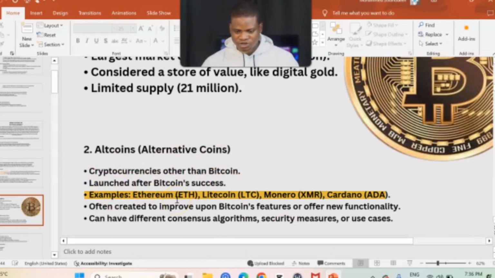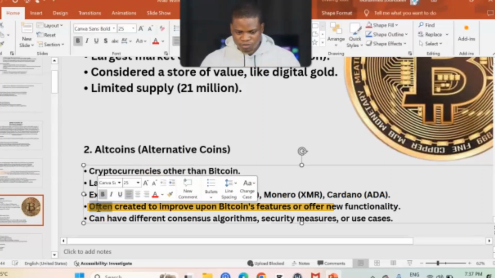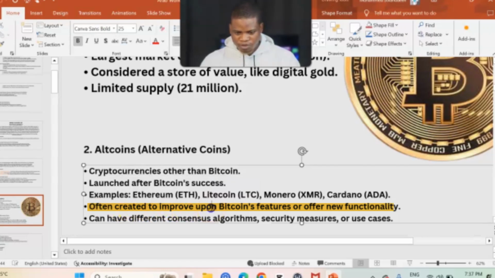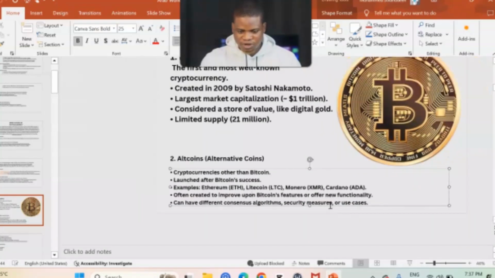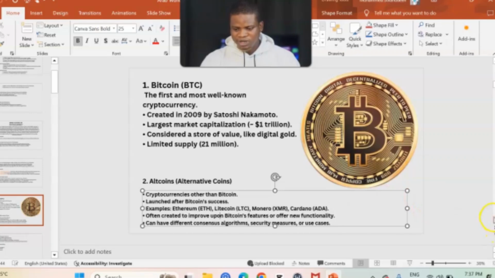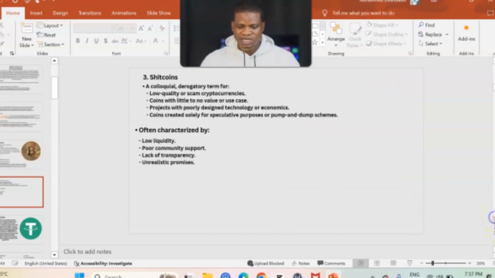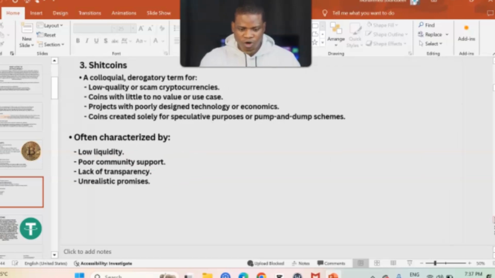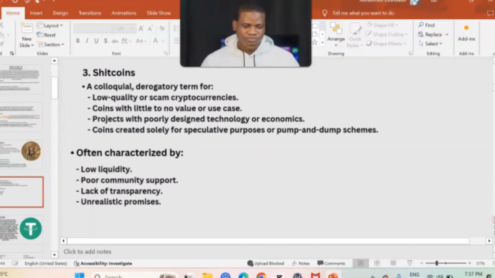Examples are Ethereum, Litecoin, Monero, Cardano, Shiba, Dogecoin, XRP. All of them are called altcoins. They are often created to improve upon Bitcoin's features or offer new functionality, and can have different consensus algorithms, security measures, and use cases. So it's safe to say that Bitcoin paved the way for all these cryptocurrencies.